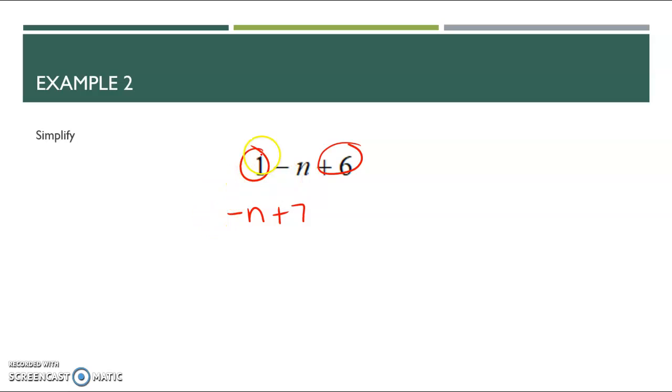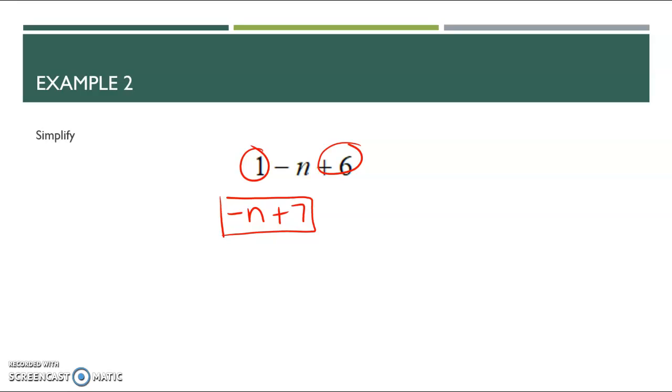So here's an example where I didn't rewrite the problem in order to combine. But again, don't leave out your signs when you're combining like terms. I highly suggest rewriting so that you see it. But our final answer becomes a negative n plus 7. So that's the simple, basic combining like terms.